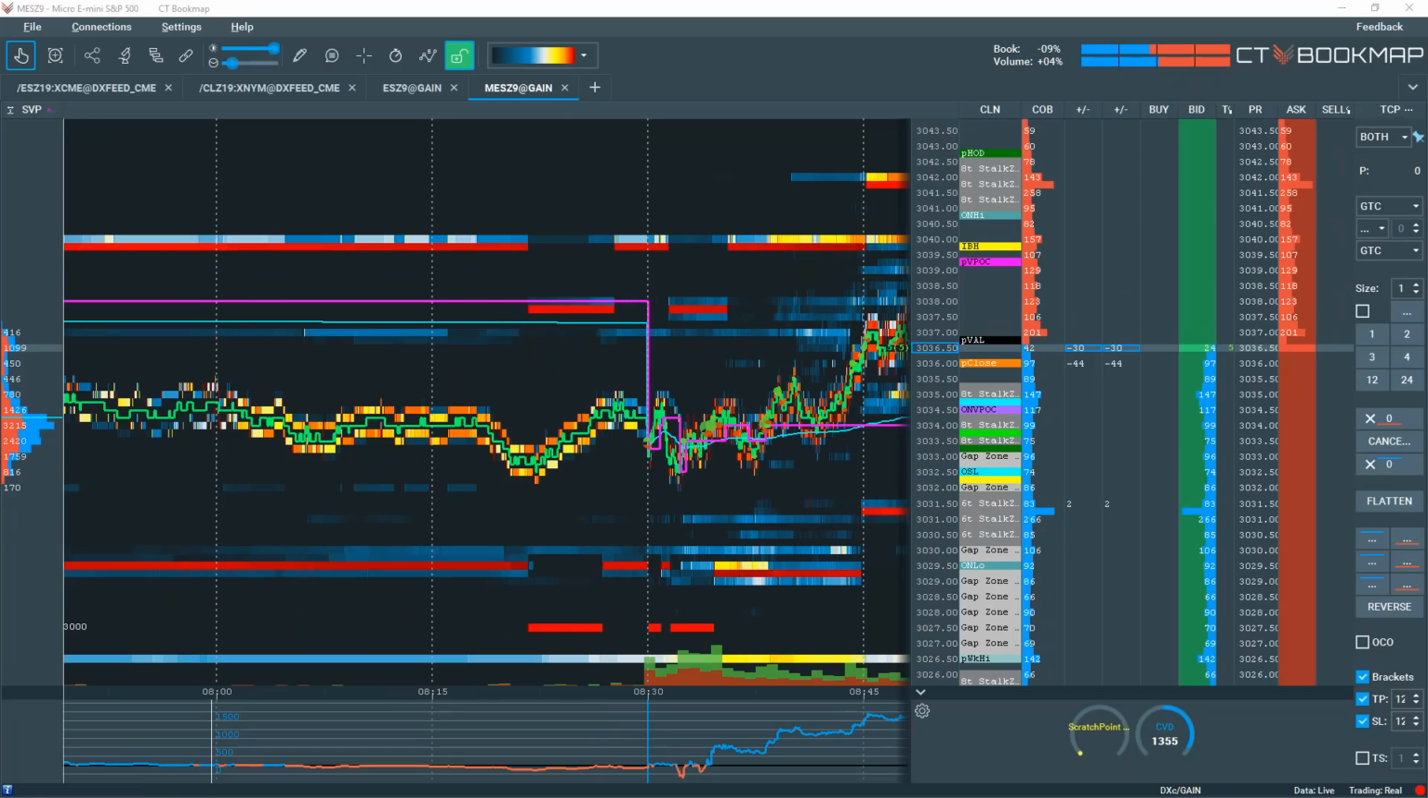So let me get the pointer right here. And so what this order book is showing is exactly what's going on right here. Okay, hopefully everybody can follow that. So let's walk through that.